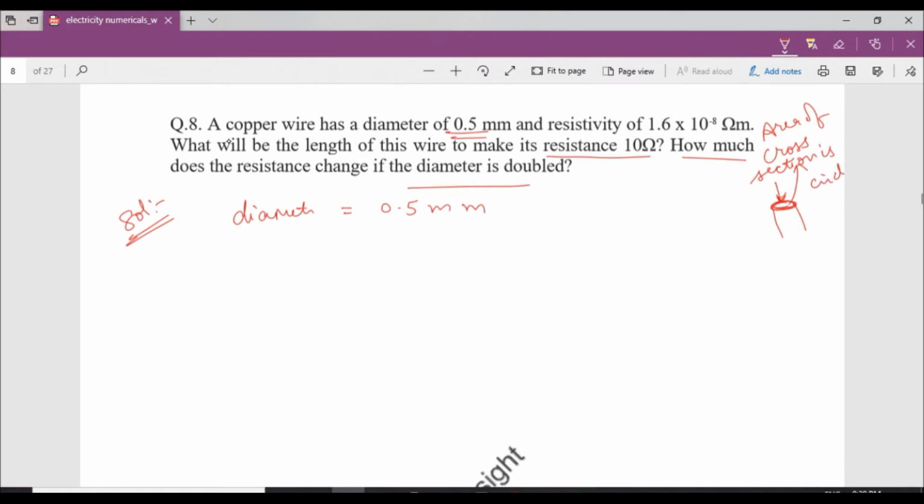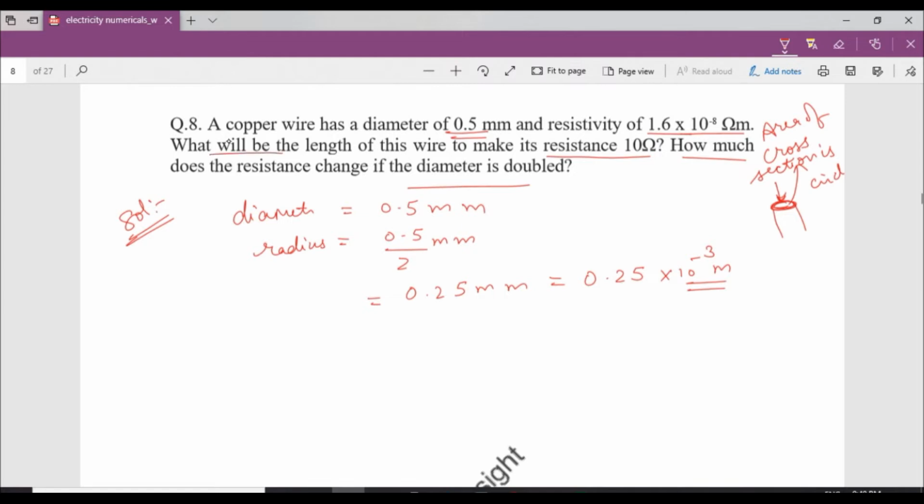So the radius will be 0.5 by 2 mm, as for the area we will be evaluating pi r square. The value of 0.5 by 2 is 0.25 mm. Here resistivity is given in the SI system, so we will take all values in the SI system. So it will be 0.25 into 10 raised to the power minus 3 meters, as 1 millimeter is 10 raised to the power minus 3 meters.